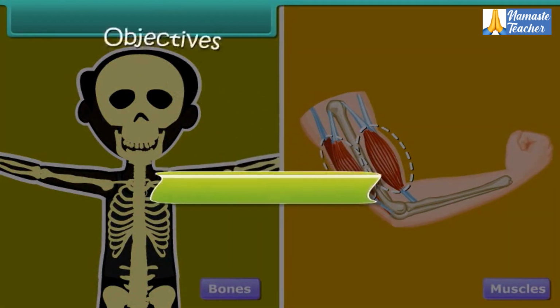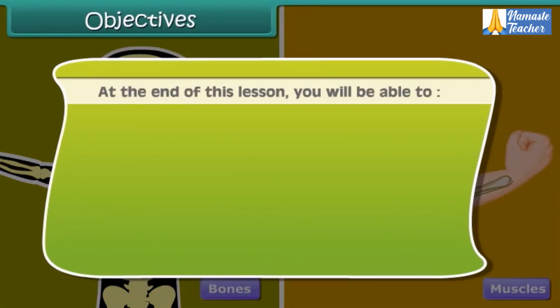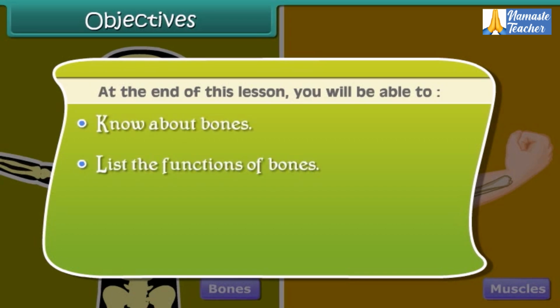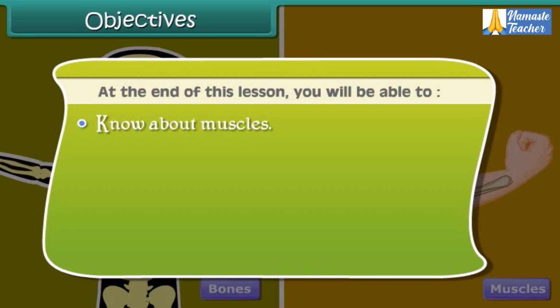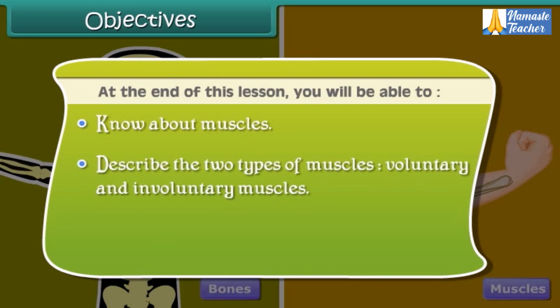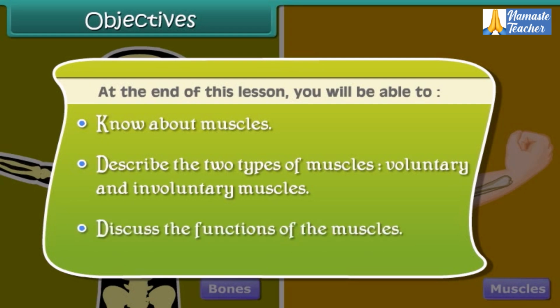Objectives. At the end of this lesson, you will be able to know about bones, list the functions of bones, tell about joints, explain different types of joints, know about muscles, describe the two types of muscles, voluntary and involuntary muscles, and discuss the functions of the muscles.